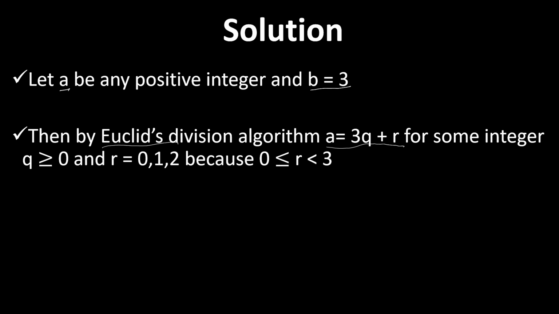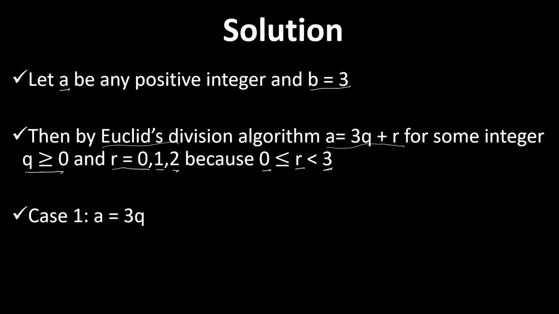And over here a, that we have considered as a positive integer, is our dividend. Q, which is the quotient, has a value that is an integer greater than or equal to 0. The possible values of remainder r would be 0, 1 and 2, because according to the condition, the remainder has to be greater than or equal to 0 and less than 3, less than the divisor. So let's look at the first case.